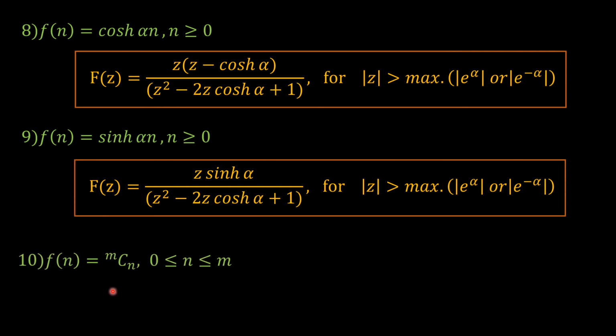Next sequence is f of n is equal to the combination mCn for n less than or equal to m, which is non-negative. So use the definition now. Here we will note down one thing, that the combination mCn is equal to 0 if n is strictly greater than m.